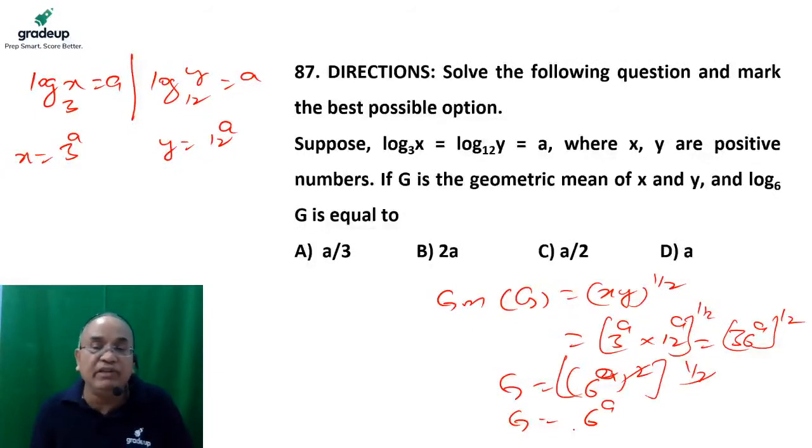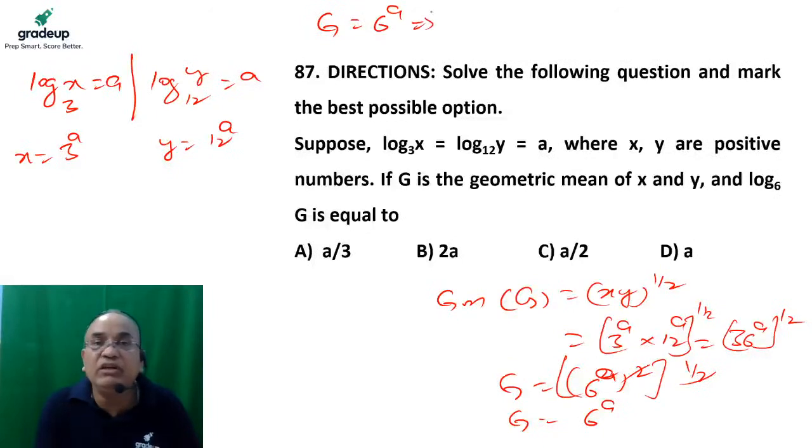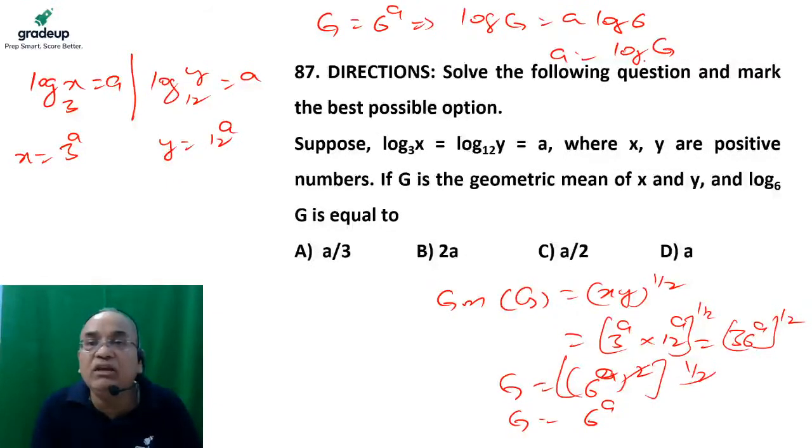If we take the log of this, so I'm writing here. g is equal to 6 to the power a. So take the log, it will become log g is equal to a log 6, or a is equal to log g base 6. Yes or no? Log g base 6. And the question is asked, the value of log g base 6 is equal to a. So the correct answer is a, that is D. Log g base 6 is equal to a. So the correct answer is D.